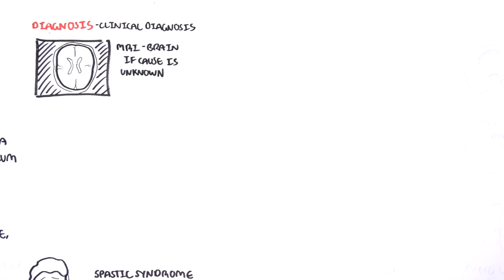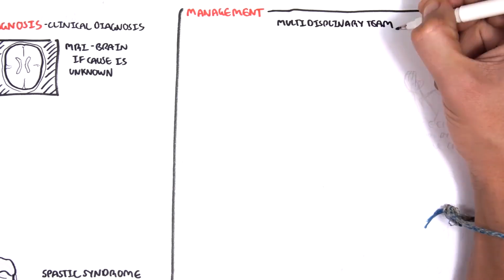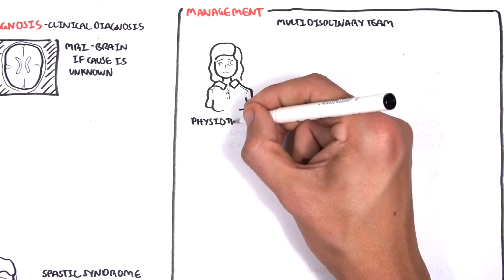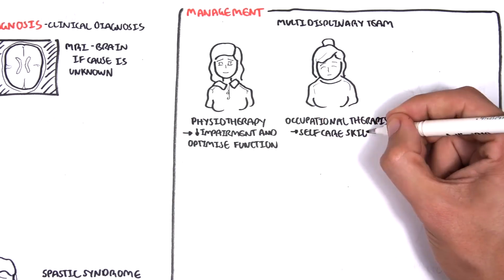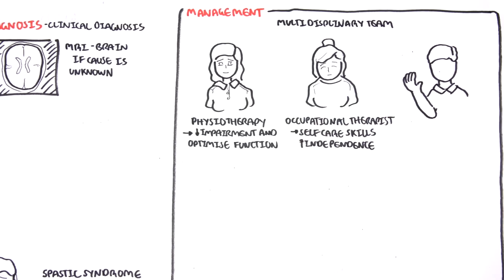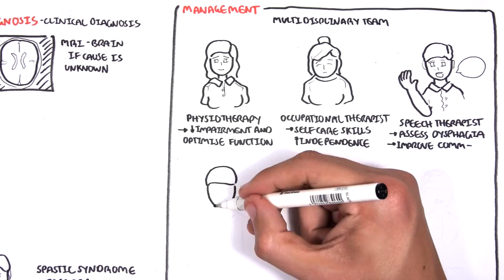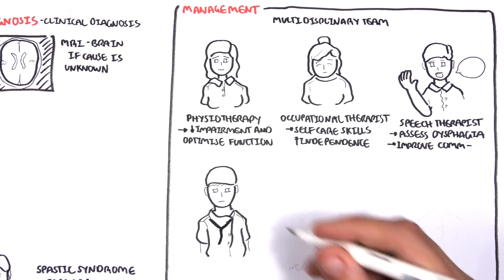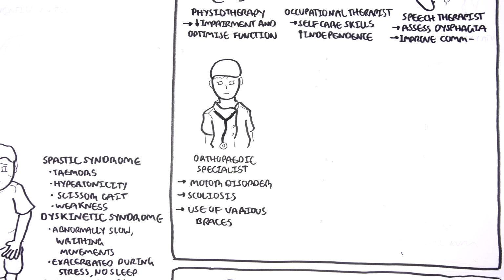The management of cerebral palsy involves a multidisciplinary team because there are a lot of complications, as we talked about. The team involves a physiotherapist to help reduce impairment and optimize function, an occupational therapist for self-care skills and to increase independence. A speech therapist is there to assess for dysphagia and also to improve communication. An orthopedic specialist is important to help with the motor problems, with scoliosis of the spine, which is common, and to help with the use of various braces to help with movement.